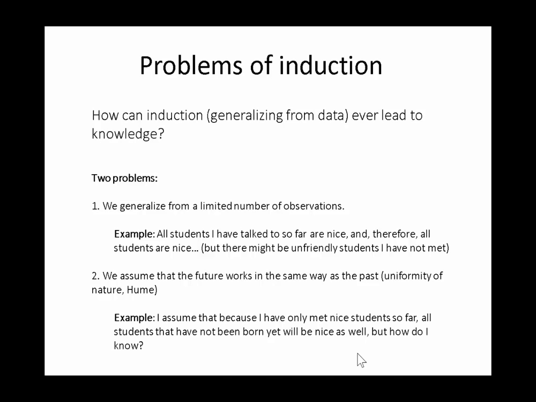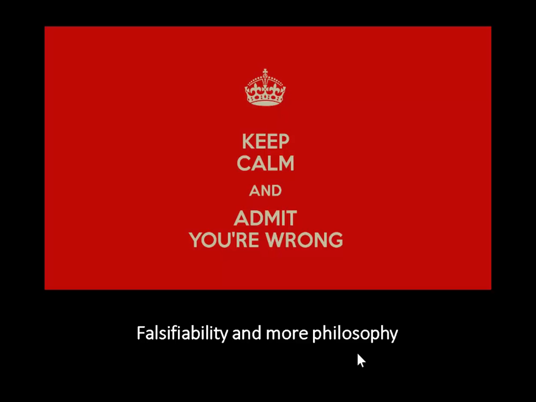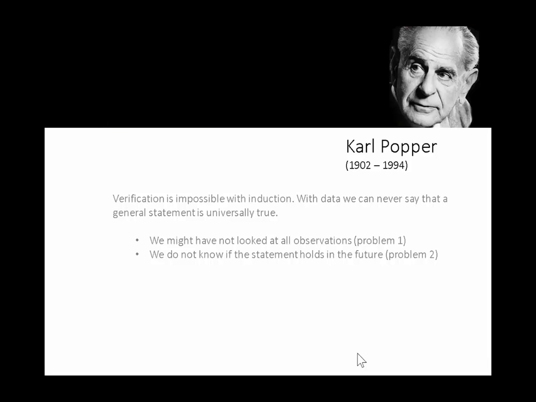Along came this idea of falsifiability. Essentially, falsifiability is this rather ingenious idea by a guy called Karl Popper. Karl Popper had this ingenious idea that it's actually impossible to verify something with induction. To say that all students are nice, I cannot verify that by going out there and collecting data and making this general statement based on that.